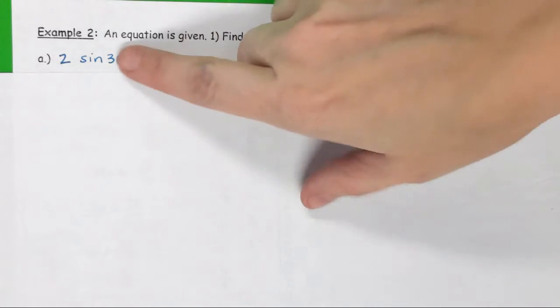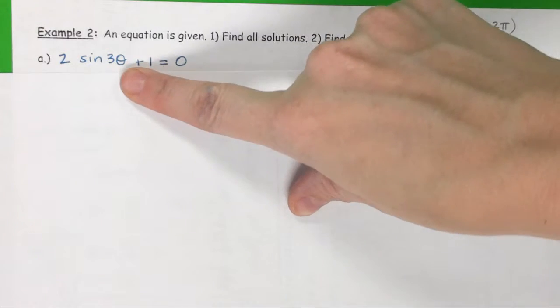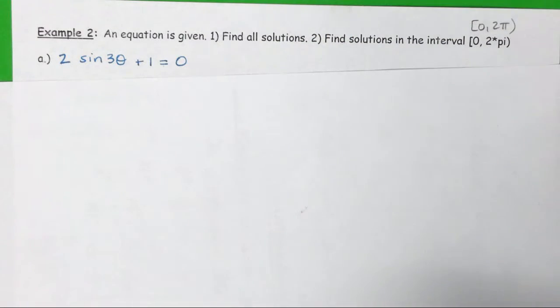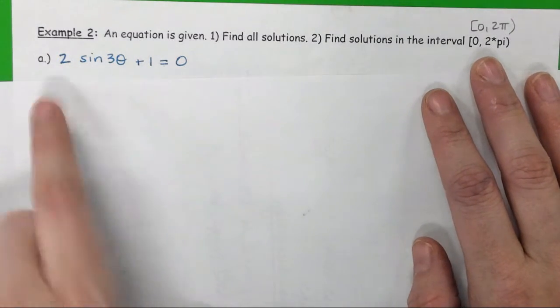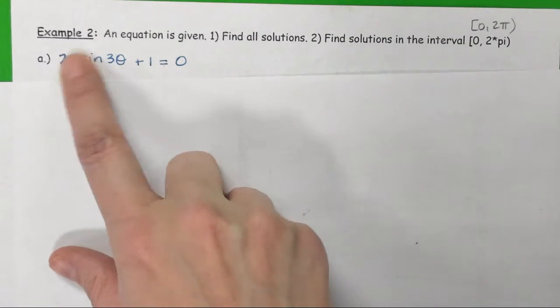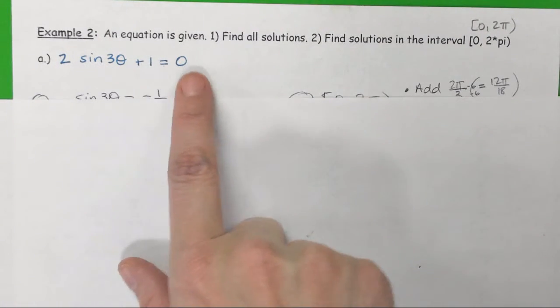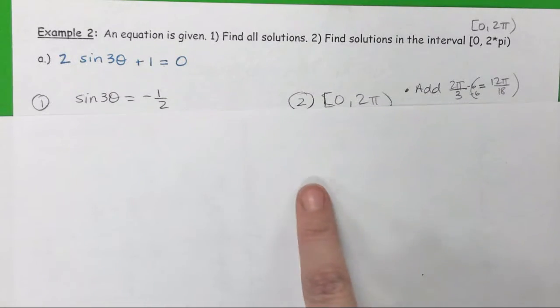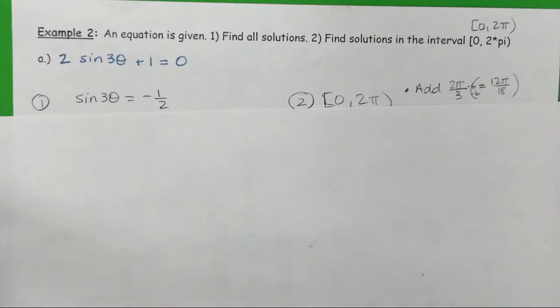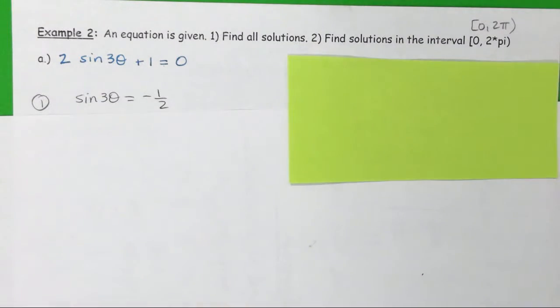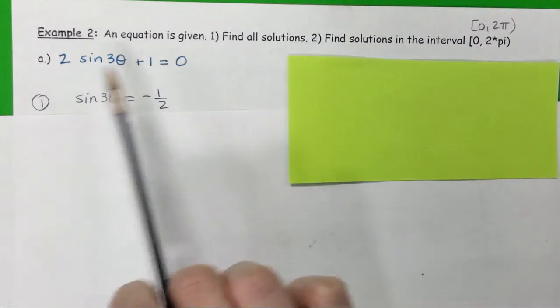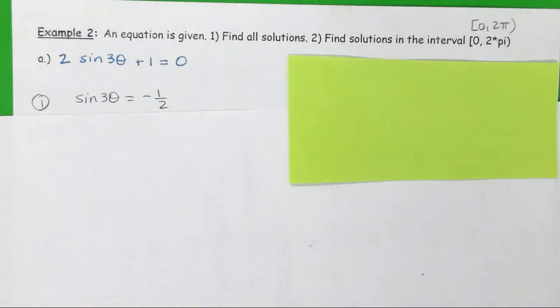Okay, so this one is different, right? I have the 3 theta here, but do we have any formulas that are triple angles? No, not that we've learned about. So what we're going to do here is solve for the sine of 3 theta. So we're going to get this by itself. I'm going to subtract the 1, and then divide by 2. Then I'll have sine of 3 theta equals negative 1/2.